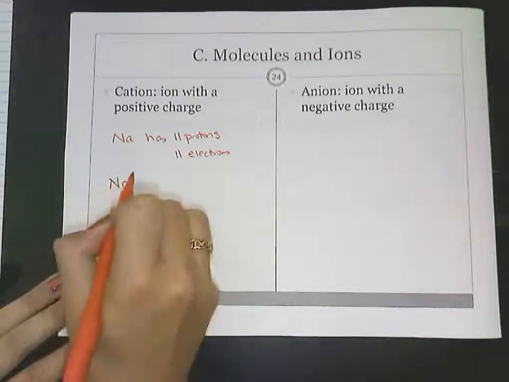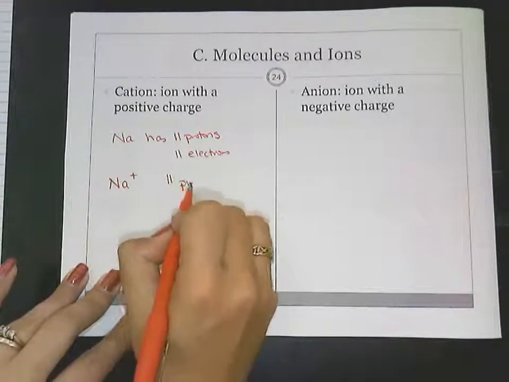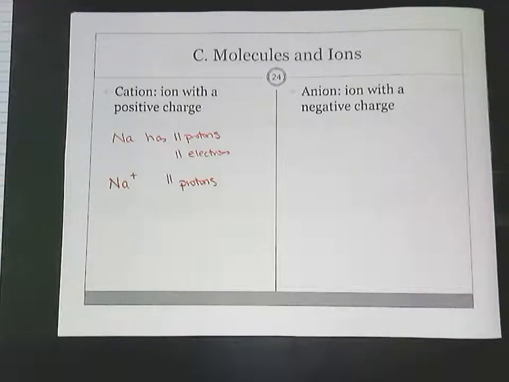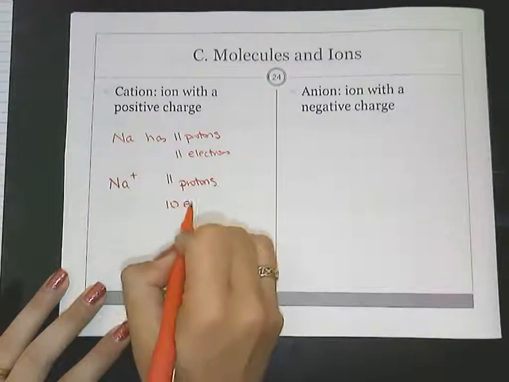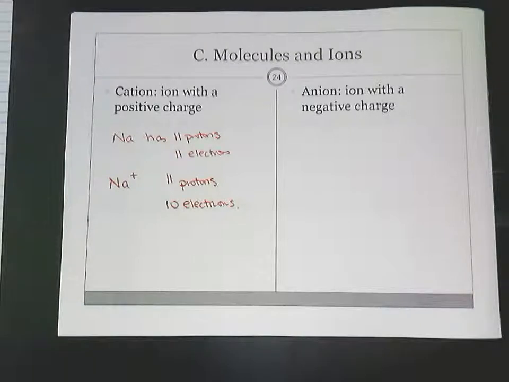I could have a version of sodium called sodium with a plus symbol. What does the plus symbol tell me about what is the larger number, the protons or the electrons? It means now I have more protons than electrons. Can I change the number of protons between this sodium and that sodium? No, can't do that. So it has to be still 11 protons. So what has happened to the number of electrons? It's gone down by how many? It's gone down by 1. Good? So this would be a cation because it has a positive charge.